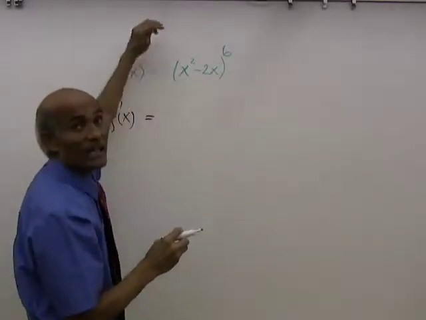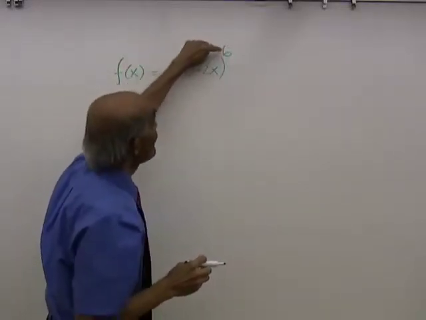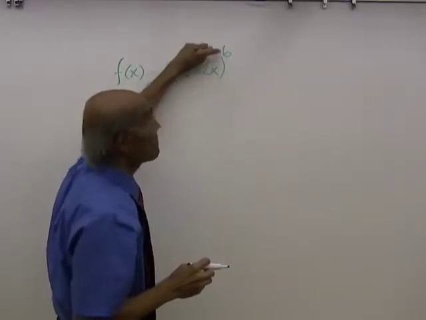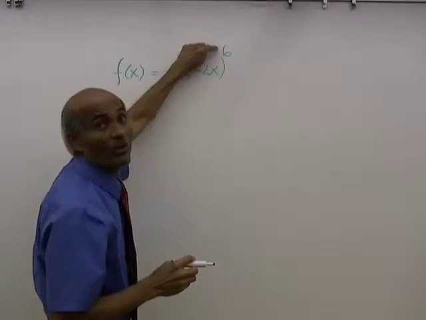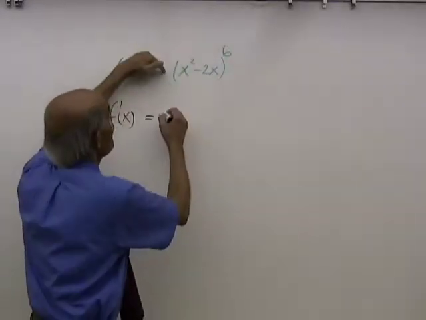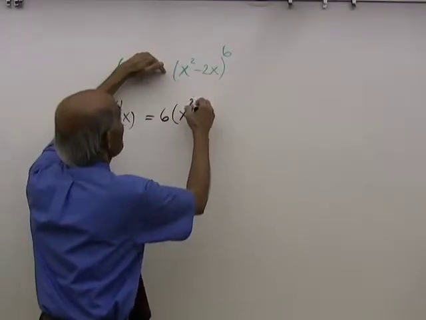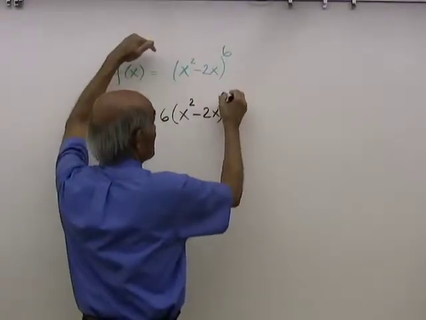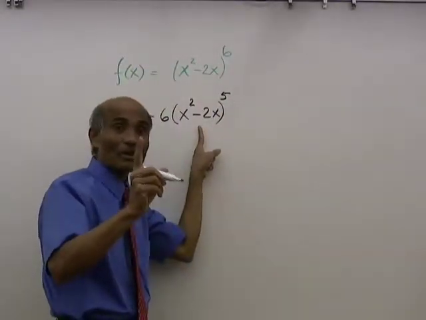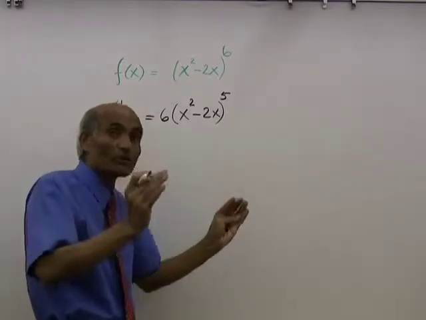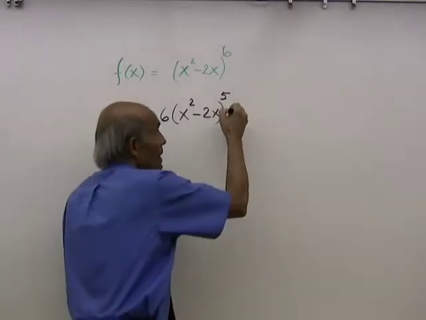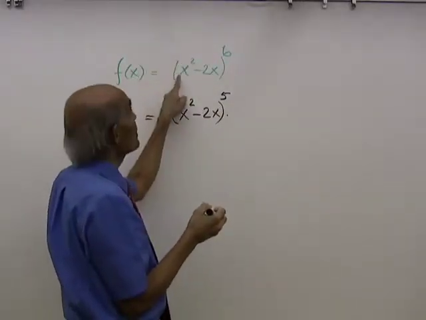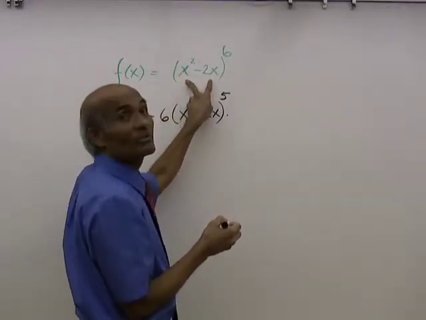Now, what did I say that you do? Call the quantity that is raised to the power of 6. This is the quantity. So apply the power rule to that quantity. What will be the derivative there? That will be 6 times x squared minus 2x raised to the power of 5. But you cannot stop there, because it is not x, it is a quantity, it's a function of x. So what do we do now? Multiply now with the derivative of that quantity. Can you look at this quantity and tell me what the derivative of that is?